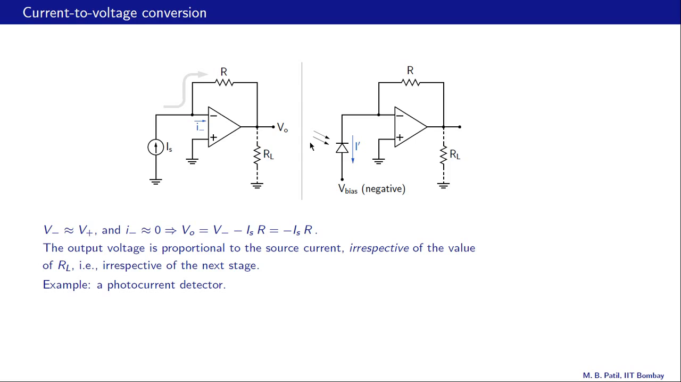In this situation, if we shine light on this diode, this reverse current can change significantly, and that is our signal current. So what is the output voltage in this case? This I prime would also go through this R like that, and therefore VO is 0 volts plus this voltage drop, that is I prime times R. So that's a common application of this current to voltage converter.